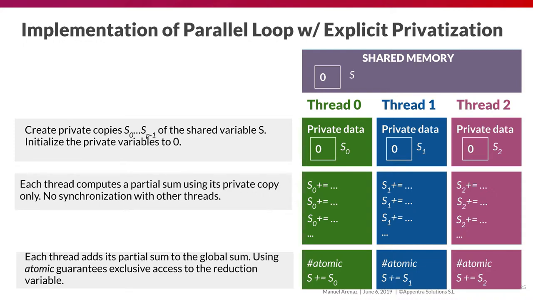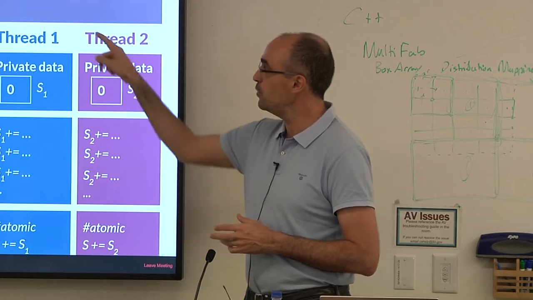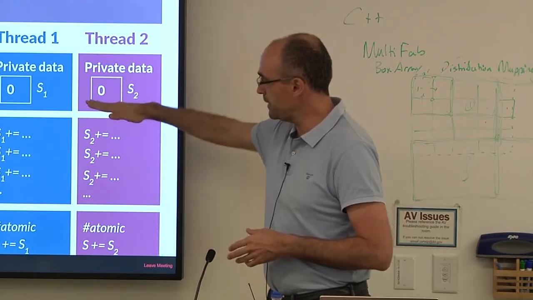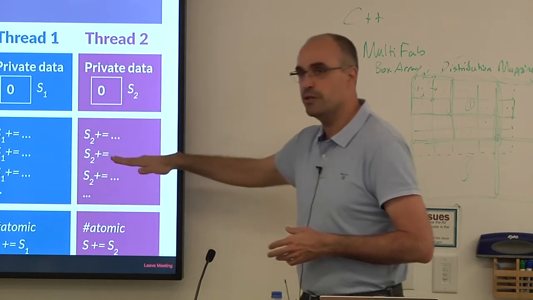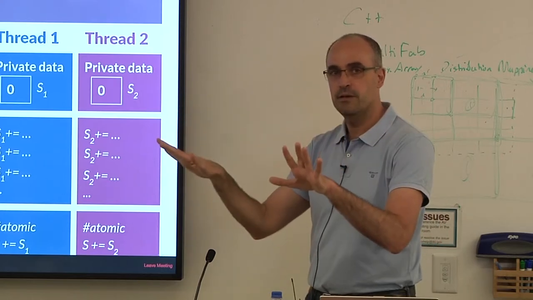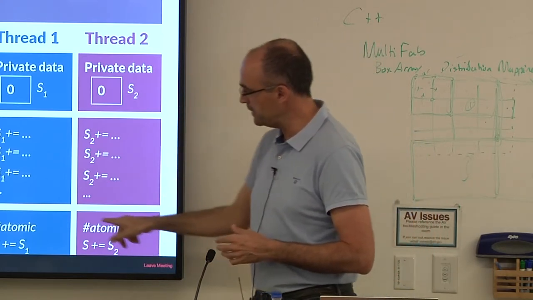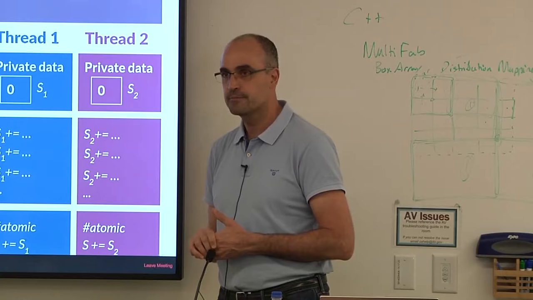Okay? So it's always a trade-off between the amount of memory to reduce or remove synchronization and the amount of synchronization, the minimum synchronization you need to guarantee correctness. So with explicit privatization, by explicitly creating private copies of the original variable for each thread, you decouple the execution during the computation, so it is very fast and very efficient, and you only need to synchronize at the very end.